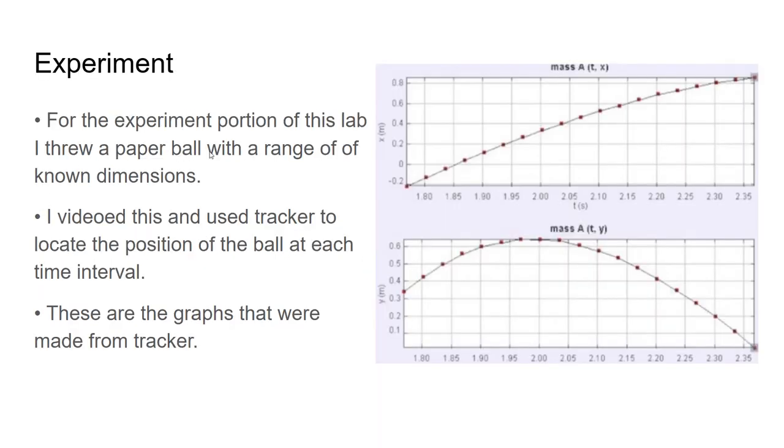Experiment. For the experiment portion of this lab, I threw a paper ball of unknown dimensions. I videoed this and used Tracker to locate the position of the ball at each time interval. These are the graphs that were made from Tracker. We got the x position over time, and then we got the y position over time. As you can see, this one's more linear and this one's increasing and then decreasing.